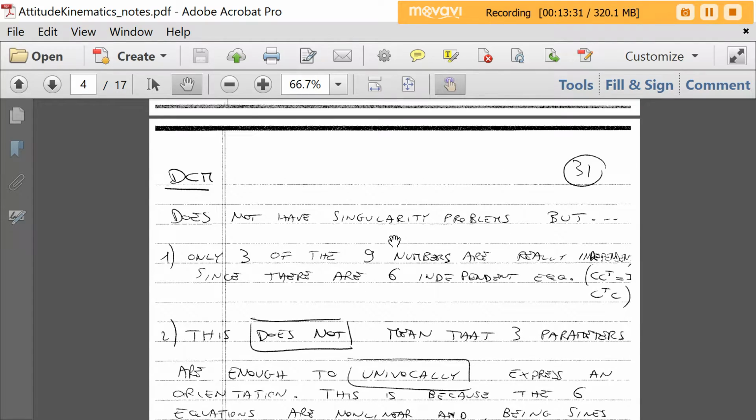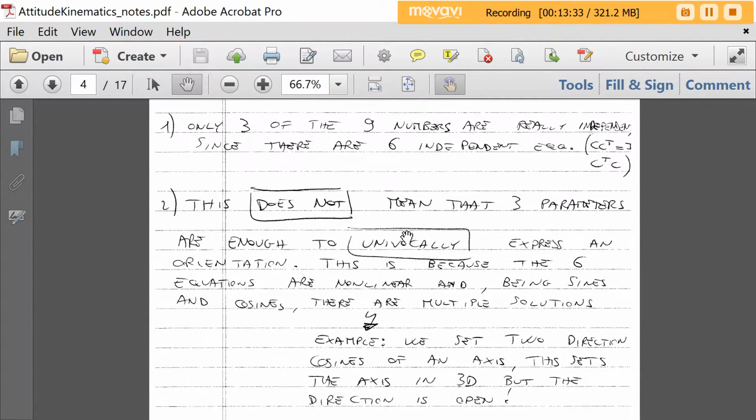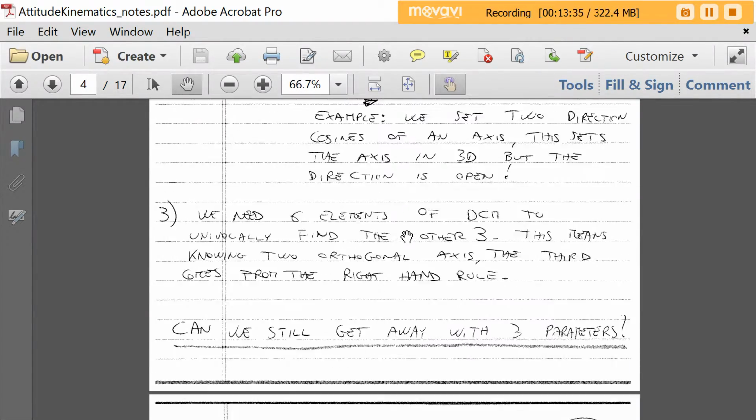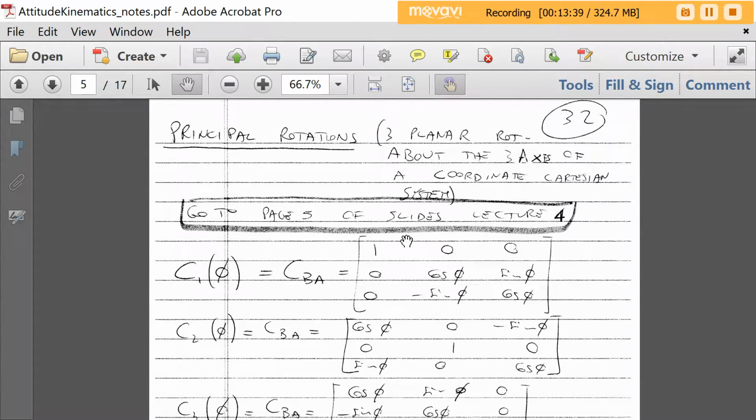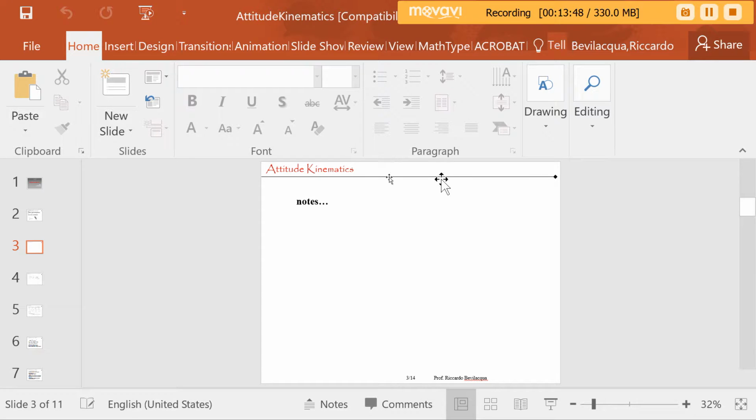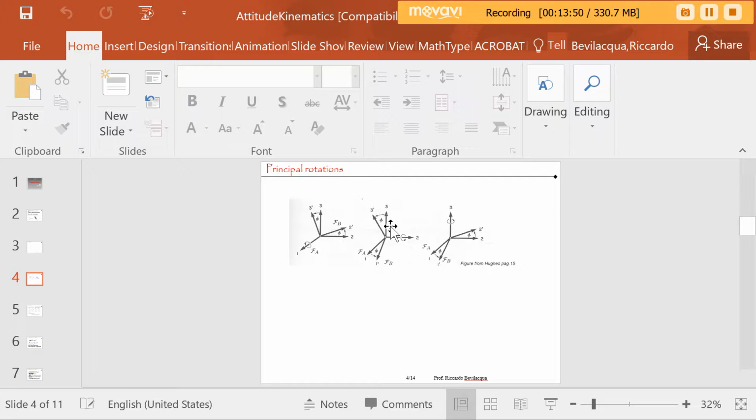And that's exactly how we build the other angles. Now, skipping all this, in principle, we can use only 3 variables. So here I'm saying go to page 5 of the slides of lecture 4, which means that I'm basically going and showing you this. So if you want to reduce that DCM and represent it with 3 parameters, there are several ways of doing it, and one is with Euler angles.